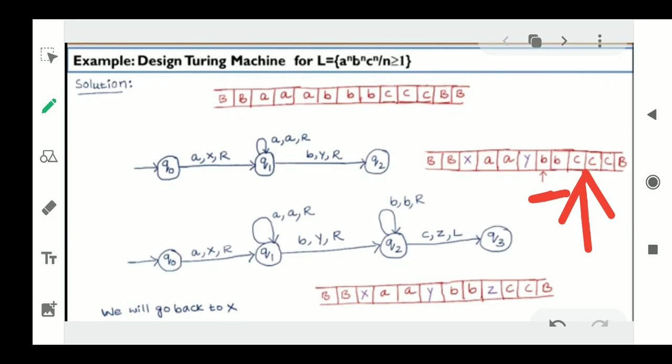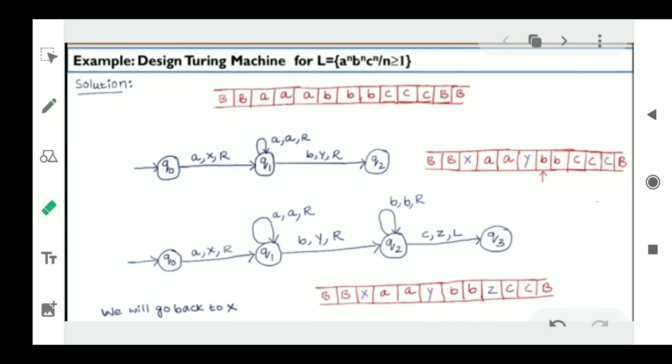We will keep on scanning the input to the right. Like that we will do, and whenever c is encountered, we will replace that c with Z. We will replace the c with Z here. We have also shown that step. See here, we have replaced that c with Z here. Okay, this is how we are going to solve this.